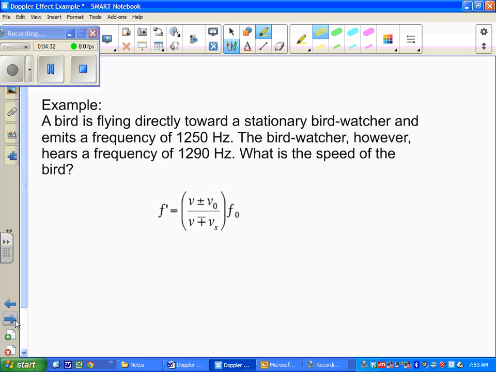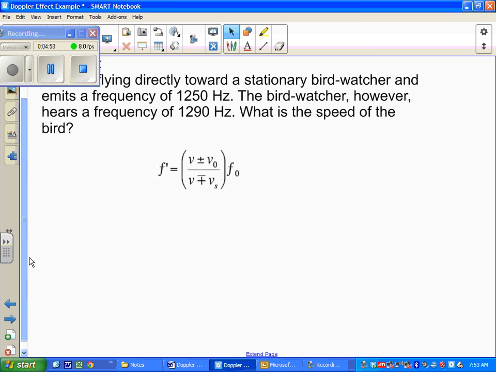So here's our example. We have a bird. It is flying directly towards a stationary bird watcher, and the bird is emitting a frequency of 1250. The bird watcher, however, hears a frequency of 1290 hertz, and we're trying to find the speed of the bird. So let's take a look.